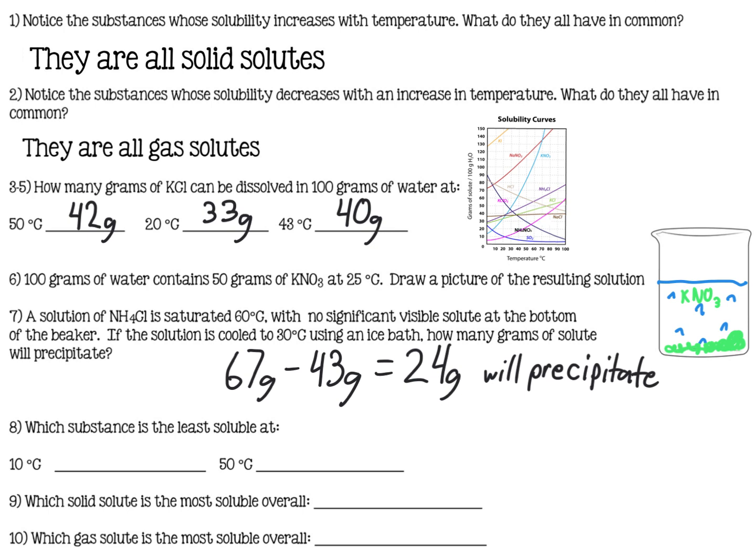Next, let's determine the least soluble substances at both 10 degrees Celsius, which is the pink line, and 50 degrees Celsius, which is this blue line. The pink is KClO3 and the blue is SO2. The solid solute that is the most soluble overall is KI because it's up here, and the gas solute that is the most soluble is SO2 because it's the only gas on this chart.